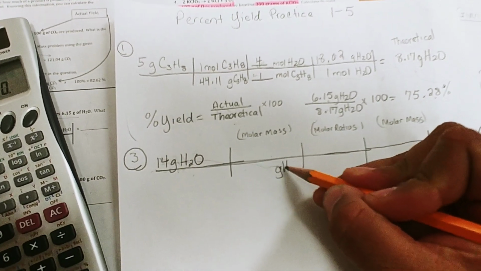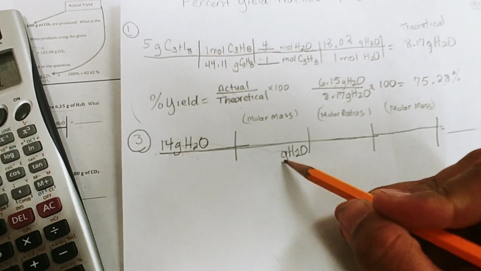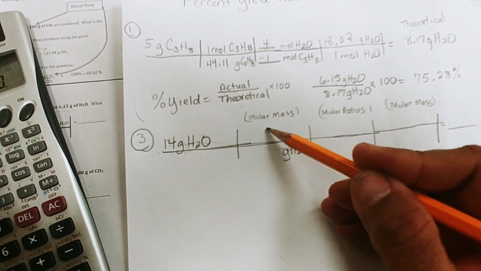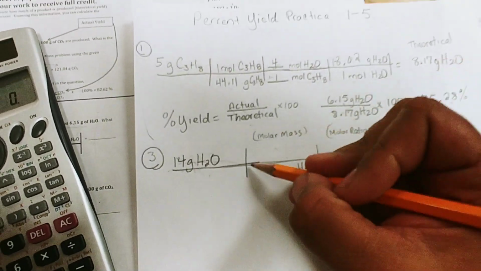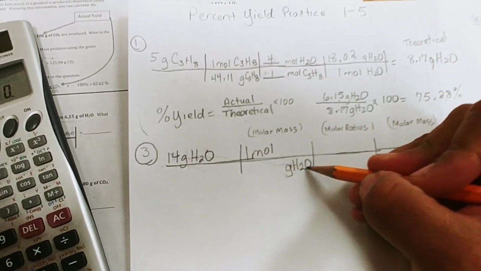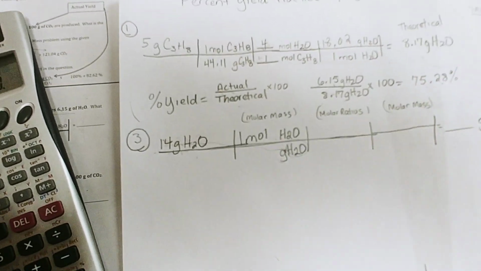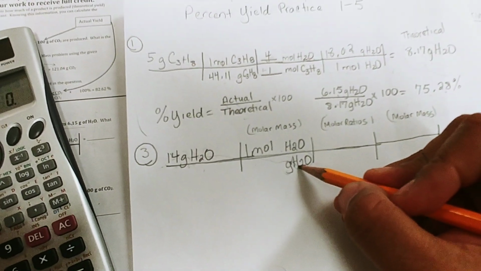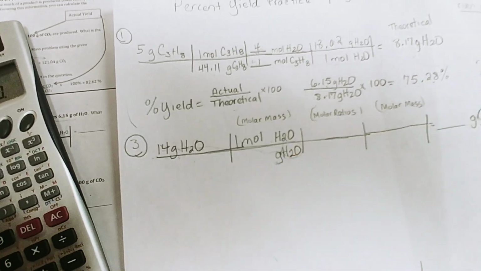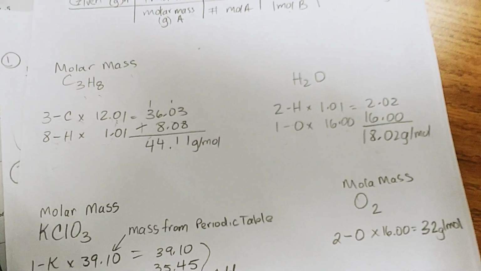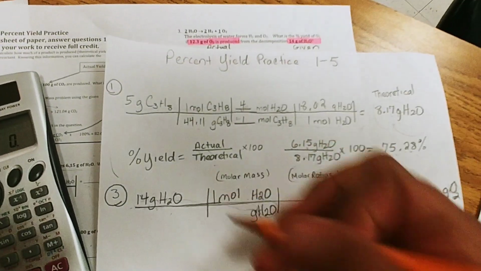So this is grams of H2O. Anytime you have grams, the step either above it or below it is always going to be 1 mole of whatever this compound is. Okay, so in this case, H2O. So I'm going to get the molar mass of H2O, which we already know from the previous problem, and it's 18.02 grams per mole. That goes here.